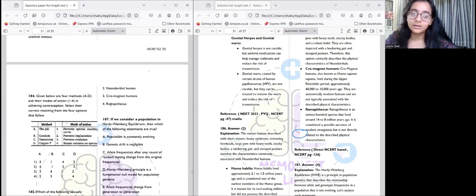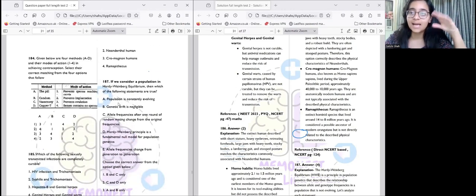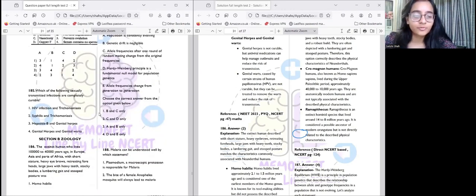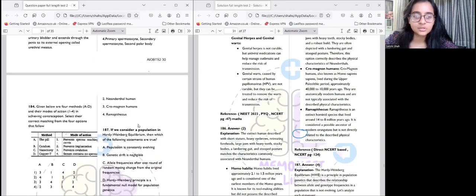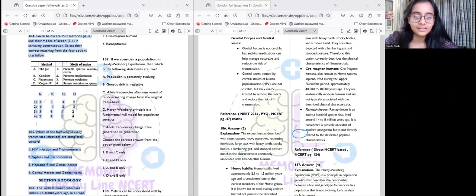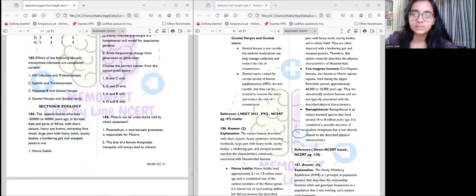Homo habilis, a Cro-Magnon human, Neanderthal human, Ramapithecus, as well as Homo erectus and Homo sapiens too. So now for this, I'm just telling you the answer. The answer is option number 2, which is the Neanderthal man, and the characteristics mentioned in the question are for the Neanderthal man, as mentioned in the NCERT.